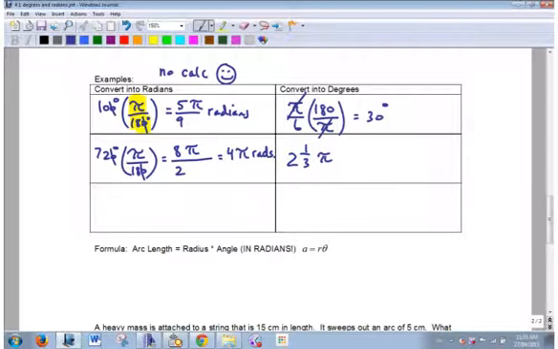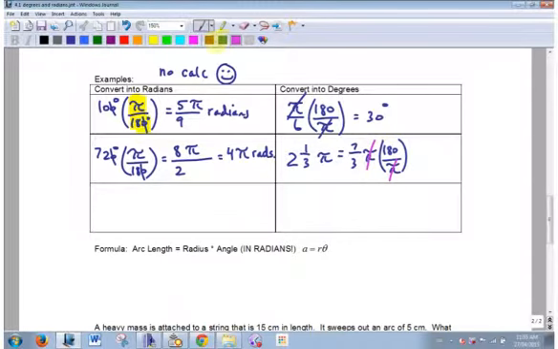Two and a third pi radians. How many degrees is that? Well, you probably want to make that an improper fraction, right? 3 times 2 is 6 plus 1. That's 7/3 pi. Then multiply it by my conversion factor. Pi cancels out.